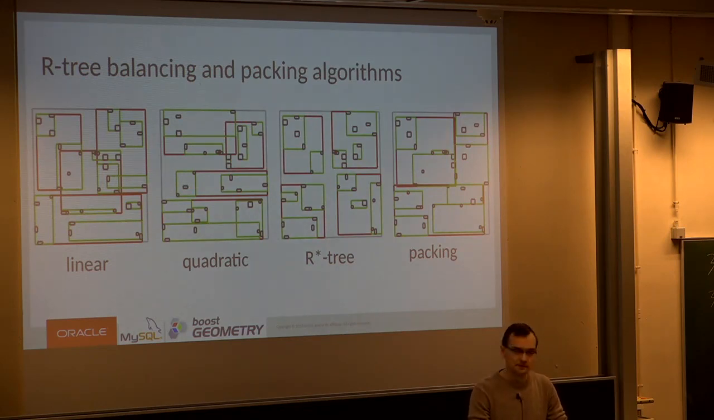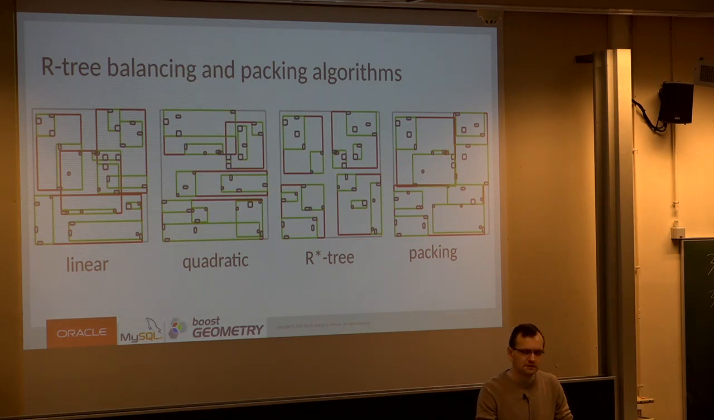So here are examples of internal structures of R-trees created in different ways. Linear, quadratic, and R-star tree versions are the ones created using a balancing algorithm, and packing is the packing algorithm we use. It's a version of the STR algorithm, so sort-tile-recursive variation. And as you can see, the internal structures are different.